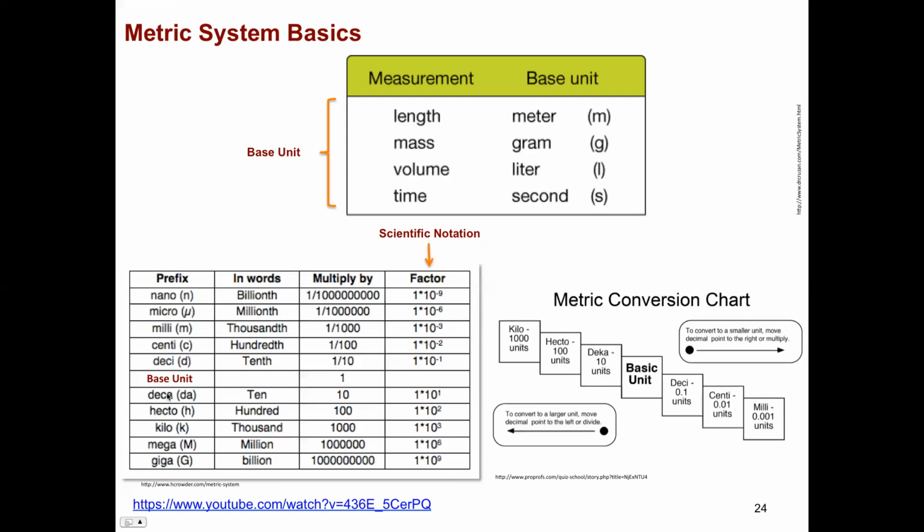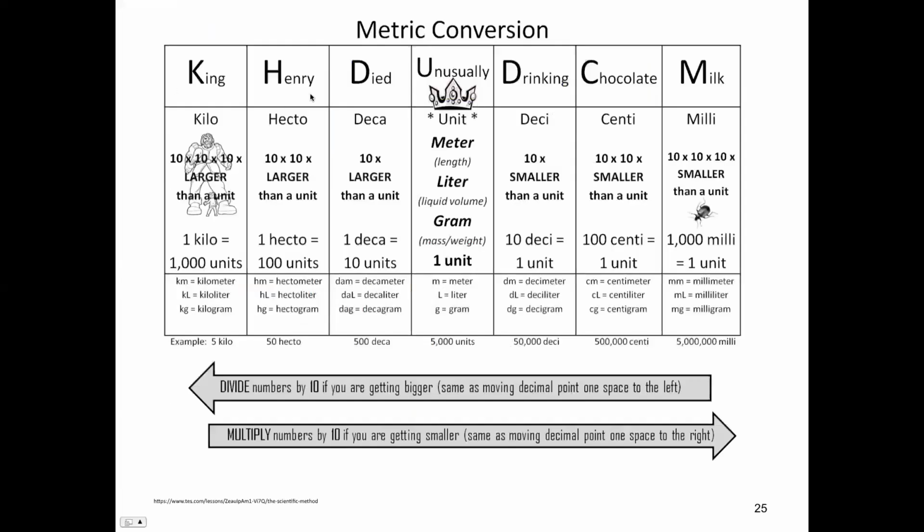But most of the time we're going to be dealing with, you know, this mnemonic here. King Henry died unusually drinking chocolate milk. If you can remember micro, that's going to be great for you, okay? So give that some practice in the homework, all right? There's really nothing I can do other than, you got to practice.